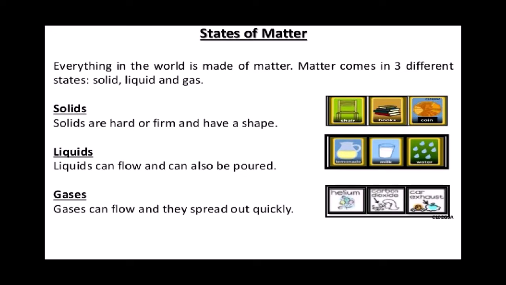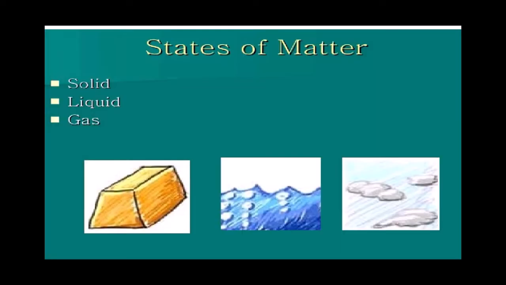Everything in the surrounding is made up of matter. Matter comes in three different states: solid, liquid, and gas. Solids are hard or firm and have a shape. Liquids can flow and can be poured. Gases can flow and they spread out quickly. The three states of matter which are mentioned in lesson number 5 are solid, liquid, and gas.